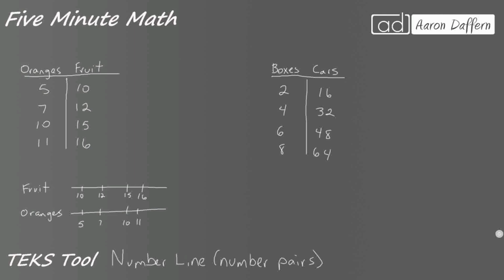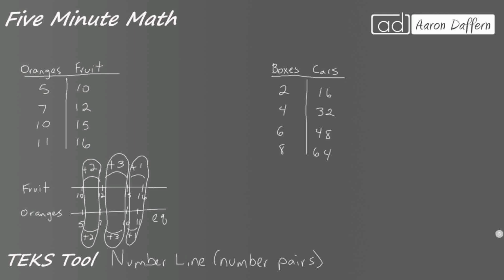What I'm doing is I'm looking to see side to side. How do I get from 5 to 7? Well, plus 2. From 7 to 10 is plus 3. 10 to 11 is plus 1. Now I want to evaluate, how do I get from 10 to 12? Plus 2, plus 3, and then it's a plus 1. You notice it's the same thing. It's a plus 2, it's a plus 3, and it's a plus 1.